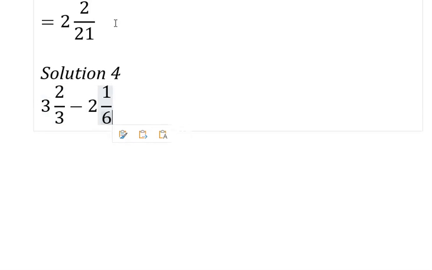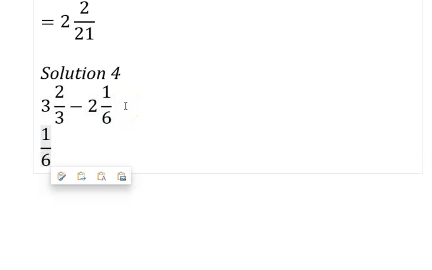Great. You can use any of the methods as well. So let's quickly make use of the first method. Let's use this as a template. Great. Now, first things first, we'll subtract the whole number. 3 minus 2 will give us 1. We deal with the whole number first.